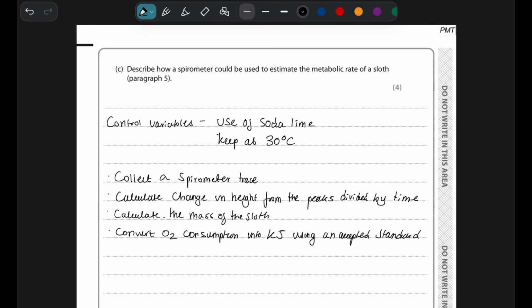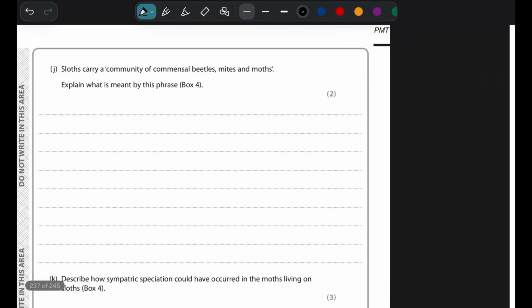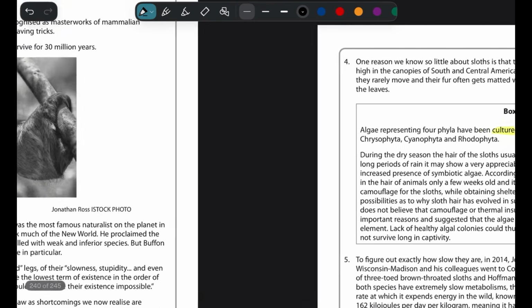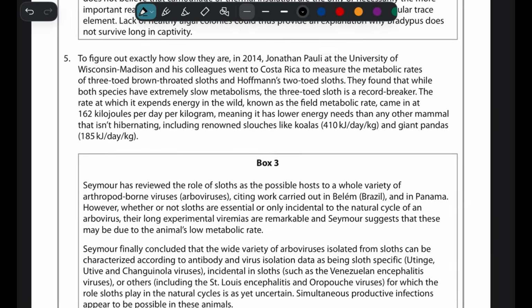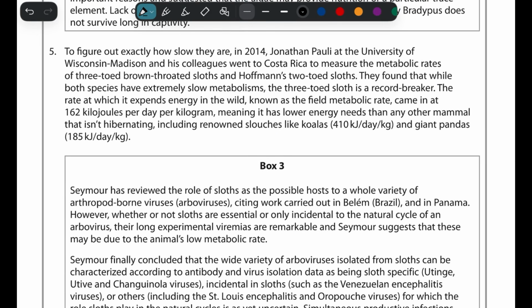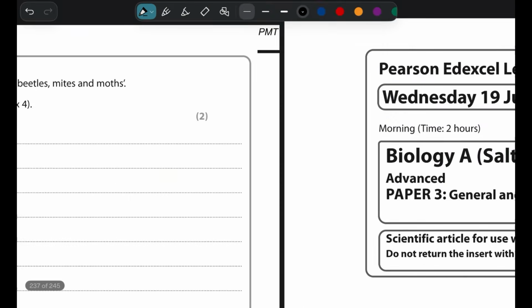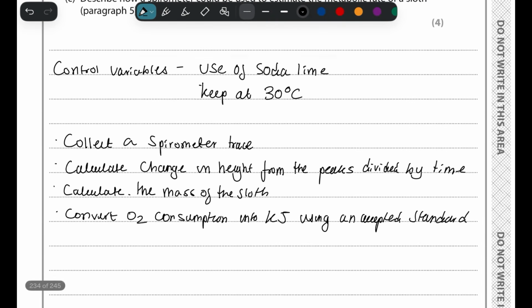Okay, so it says describe how spirometry can be used to estimate the metabolic rate of a sloth. And again, although you could argue we're just using our knowledge, let's just do due diligence and look at the information here. It's talking a lot about the metabolism. And then all I can see is kilojoules per day per kilogram. So if we're using kilojoules per day per kilogram, I'm thinking that's the units that I'm going to have to use as well, won't I? So that's what I've got from the article.